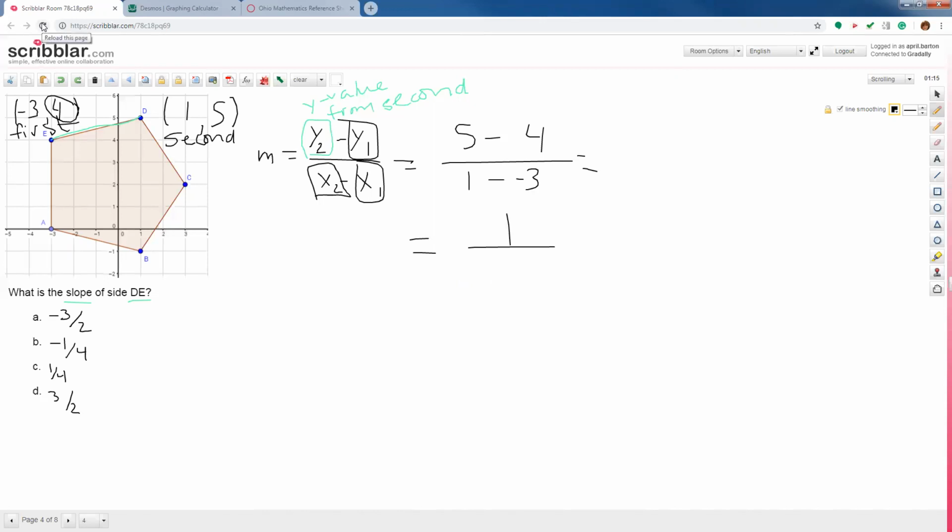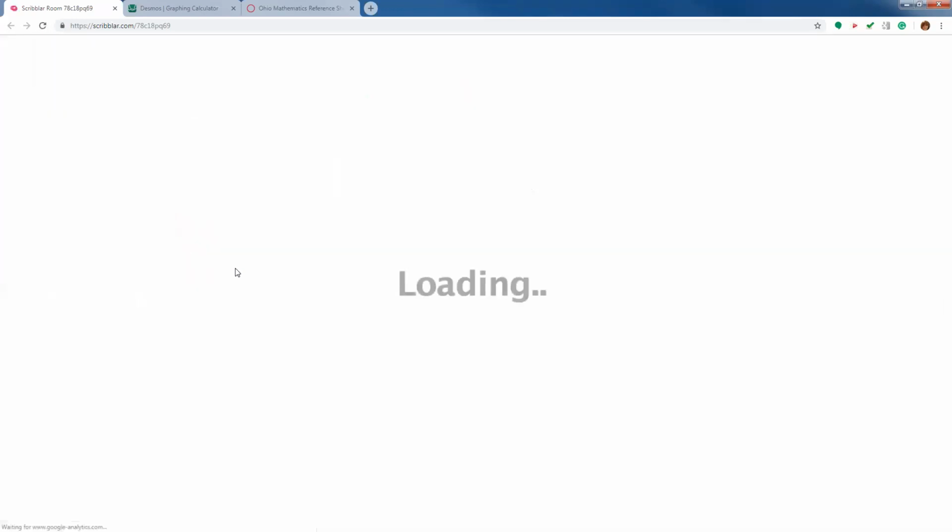I'm going to have to refresh my page really quick. It's not letting me write anything. Sometimes when I switch tabs, it doesn't like that.